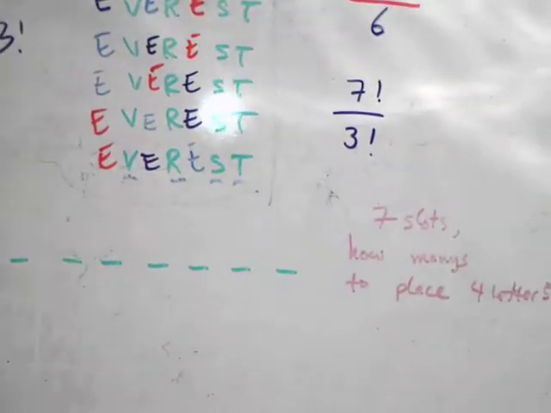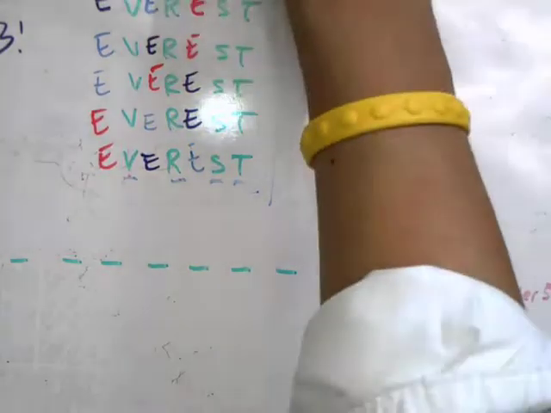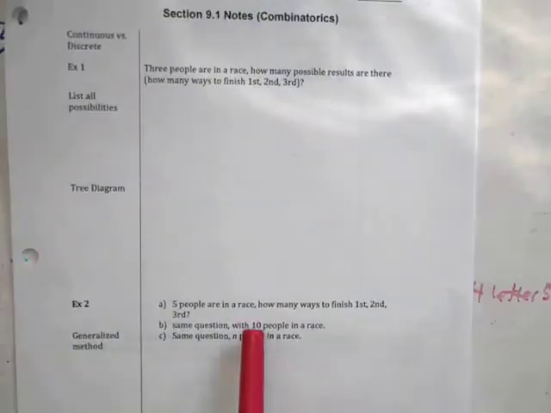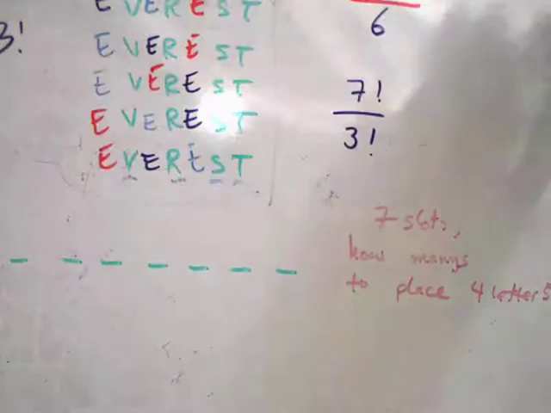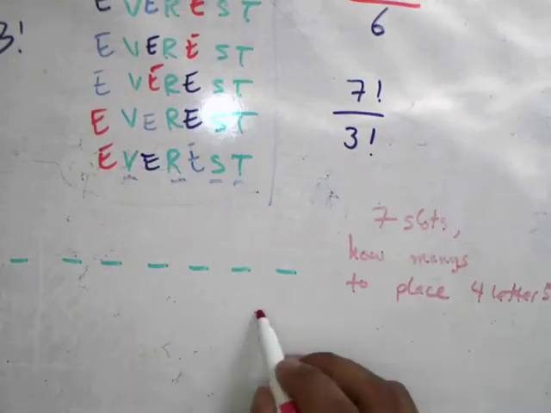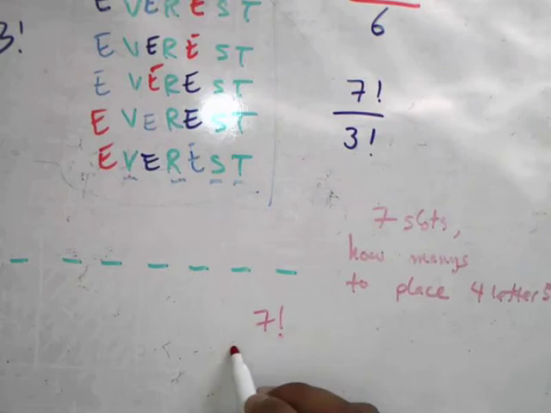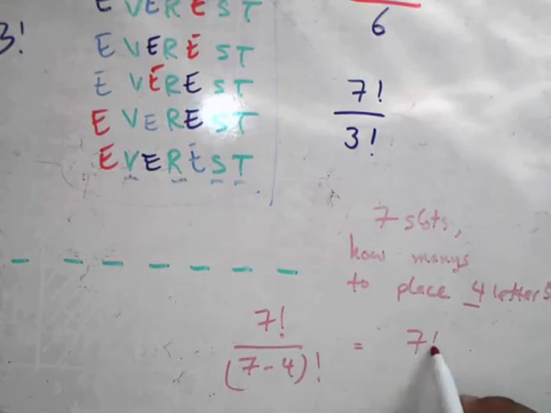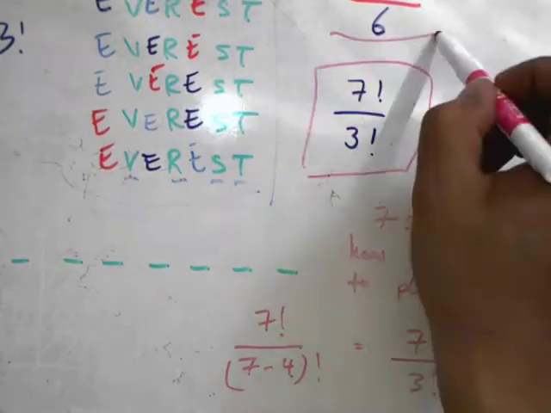Well, we want to draw a comparison to some other problems. And this is really a very similar case to what we did on the first page, which is saying I have 10 people in a race. How many ways are there for me to place 3 of them? And we learned that was 10 factorial over 10 minus 3 factorial. And in this case, this is 7 factorial over 7 minus 4 factorial. And it turns out this is 7 factorial over 3 factorial, which matches up with the other 2 ways that we did this.